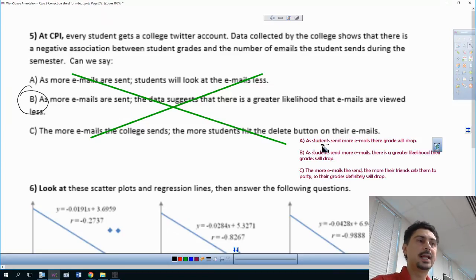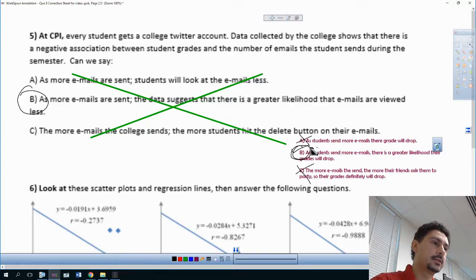It should have been, as students send more emails, their grade will drop. We never talk about causation. That's out. As students send more emails, there's a greater likelihood their grades will drop. Yes, greater likelihood, tends to, seems to, appears to. Yes, that seems good. And the last one, the more emails they send, the more their friends ask them to party, so their grades will drop. Well, as much as that might be true, nowhere does it even talk about parties, so gone.